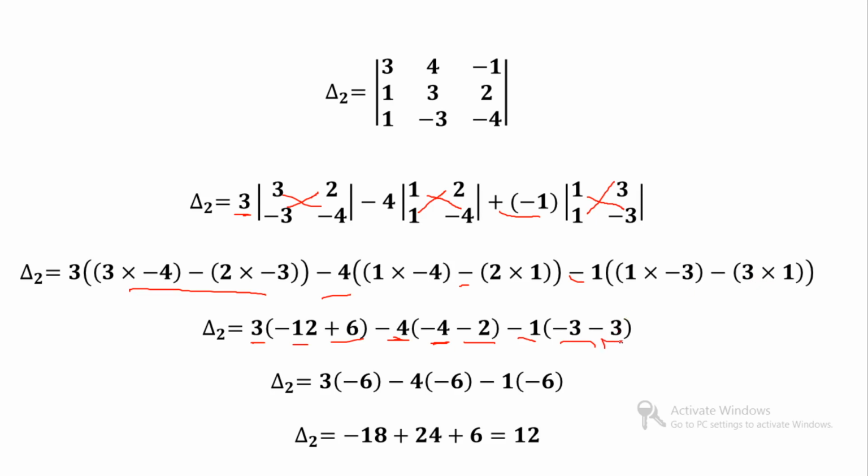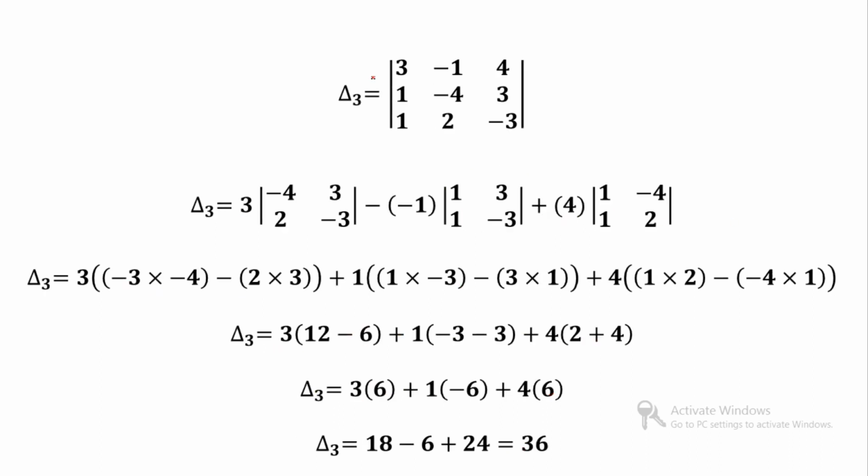So 3 as it is, minus 12 plus 6 equal to minus 6, minus 4 as it is, minus 4 minus 2 equal to minus 6, minus 1 as it is, minus 3 equal to minus 6. So 3 into minus 6, minus 18, minus 4 into minus 6 plus 24, minus 1 into minus 6 equal to plus 6. So delta 2 is equal to 12.